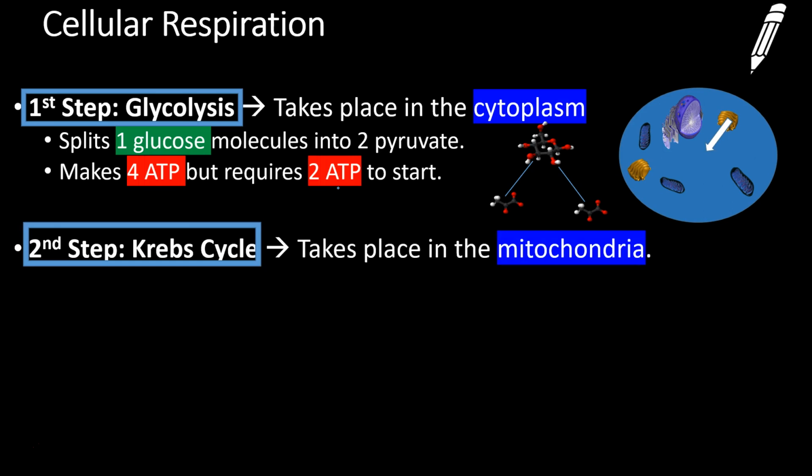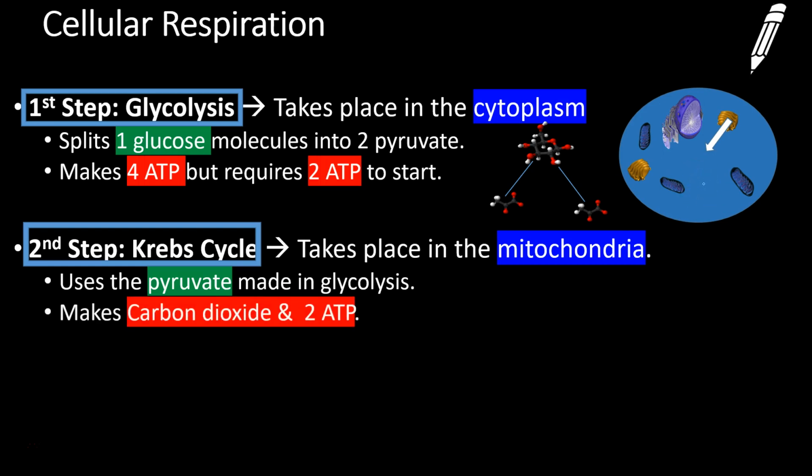The second step we have is the Krebs cycle. The Krebs cycle now takes place in the mitochondria. Now we're working in that powerhouse. Now the mitochondria is working to make energy. It's going to use the pyruvate that we made in glycolysis. Okay, so it's going to use the pyruvate that was made here in the cytoplasm. It's going to make carbon dioxide and another 2 ATP. Okay?